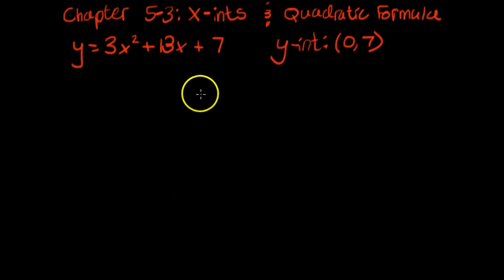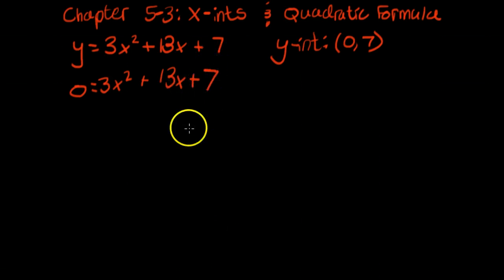Finding the x-intercepts is a little bit harder because you have to set y equal to 0. So when we do that, we're going to get 0 equals 3x squared plus 13x plus 7. And to solve this, we need to use what is called the quadratic formula, which you probably learned in Algebra 1, but we're going over it again.